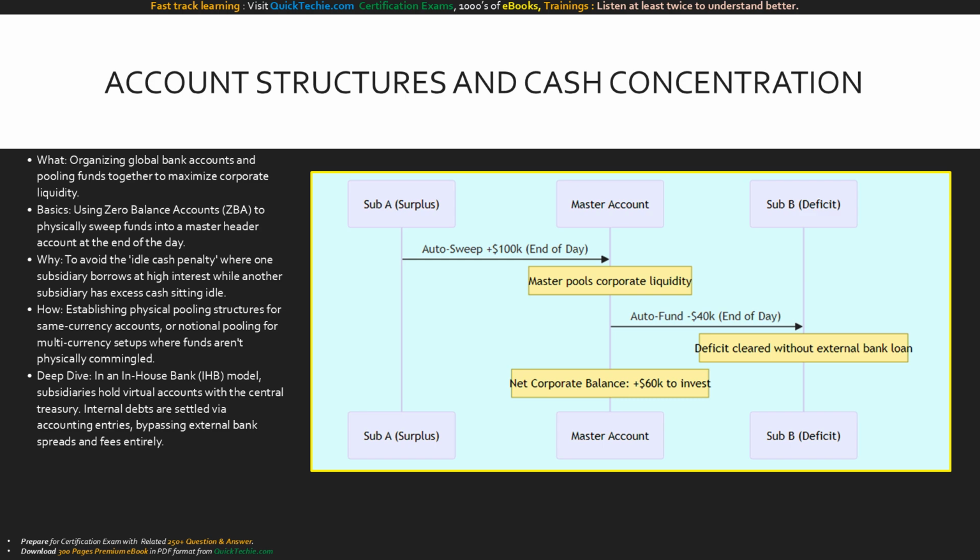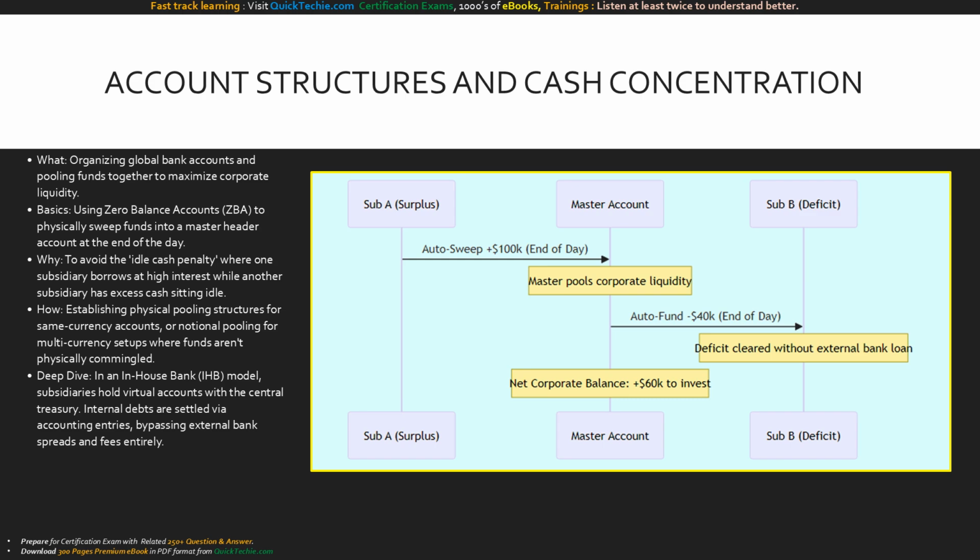Why is this the holy grail of cash management? Because it eliminates the idle cash penalty. Without pooling, your Asian subsidiary might be borrowing money at 6% interest, while your European subsidiary has millions sitting in a checking account earning 0%.